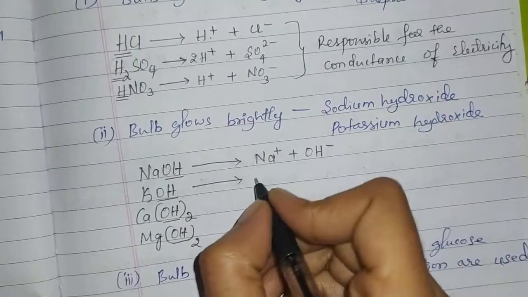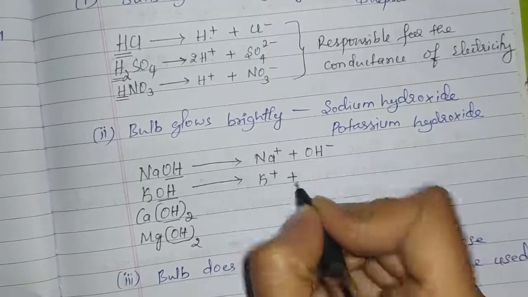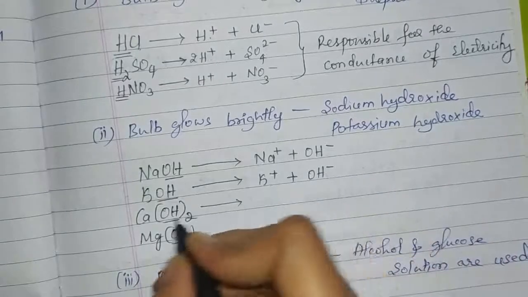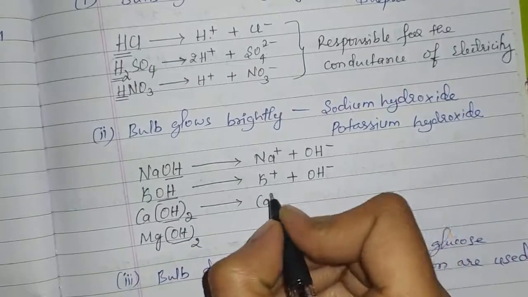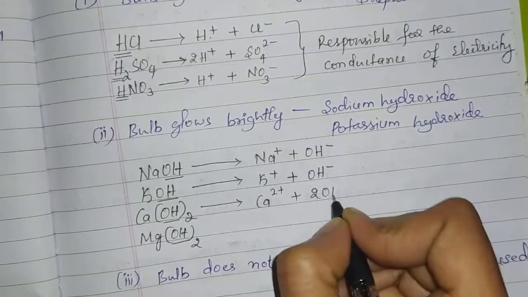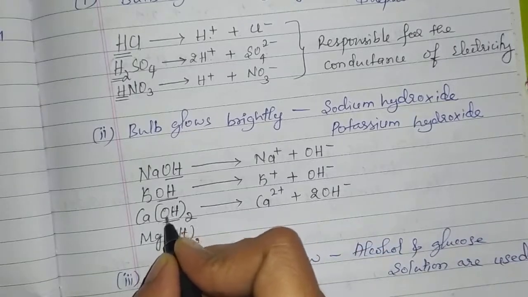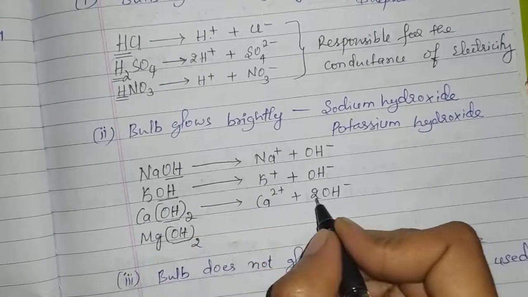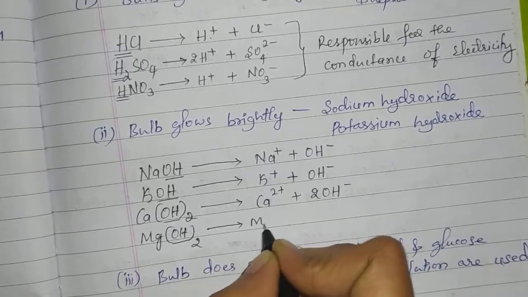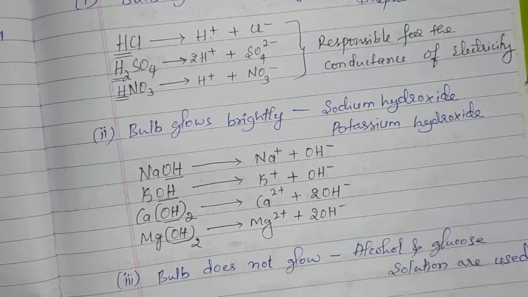Similarly, when potassium hydroxide undergoes ionization, it releases potassium cation and OH minus ion. This is hydroxide ion. When calcium hydroxide undergoes ionization, it releases calcium cation and 2 hydroxide ions. See here, 2 OH. Here 2 OH minus ions are released. Similarly, magnesium hydroxide also undergoes ionization and forms the magnesium cation and 2 hydroxide ions.